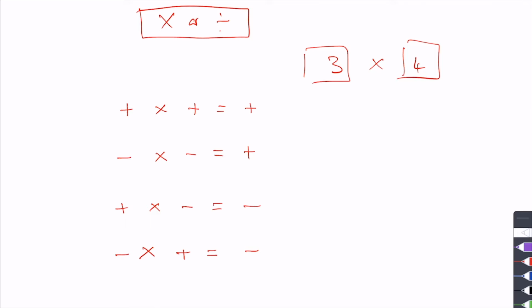Let's put some numbers around these to make sure that we understand them fully. So 3 times 4, let's just get rid of this.